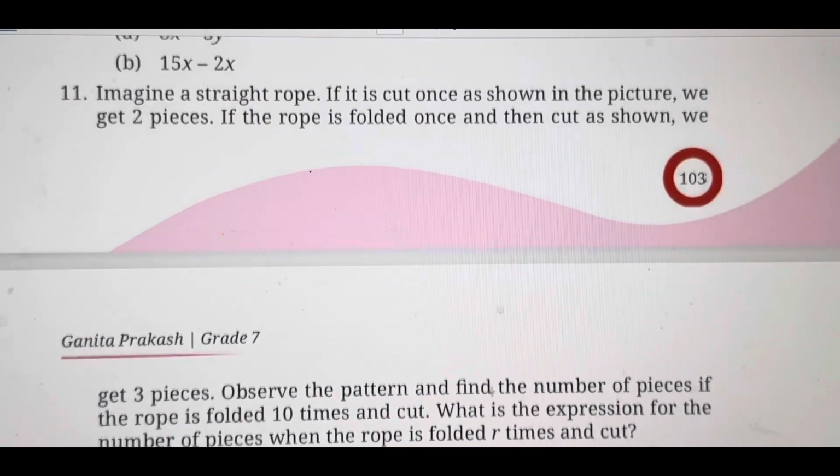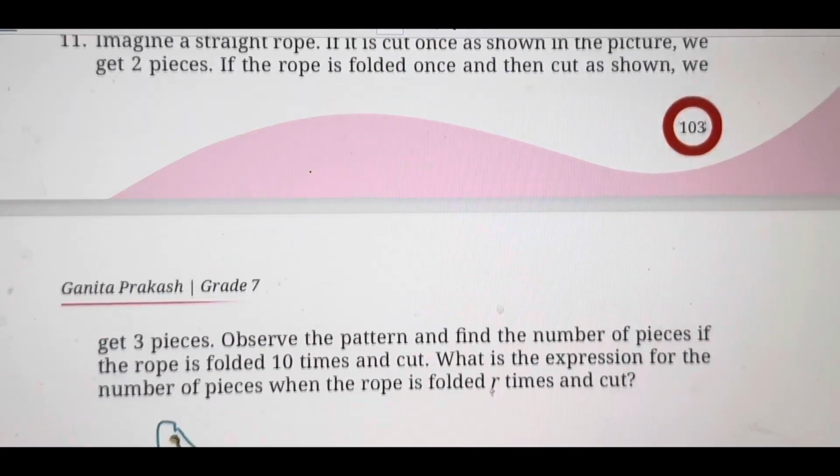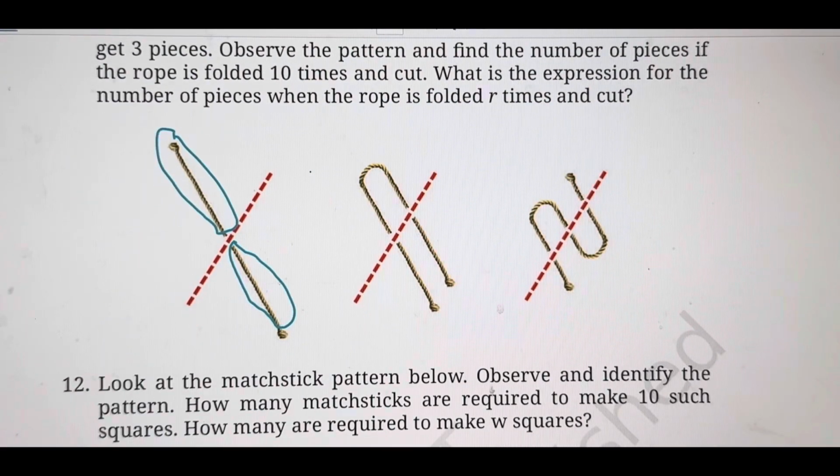What is given? If the rope is folded once and then cut as shown, we get 3 pieces. Now the first one, here the rope was straight and it was cut, so you got 2 pieces. Now it is folded this way. One fold. So how many pieces are you getting? This is one piece. This is second. And this is the third piece.